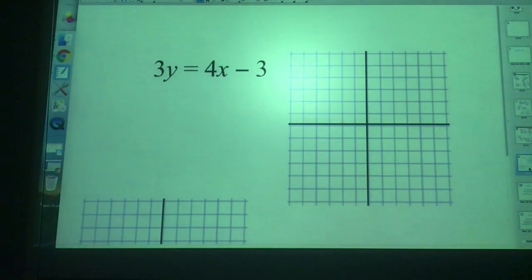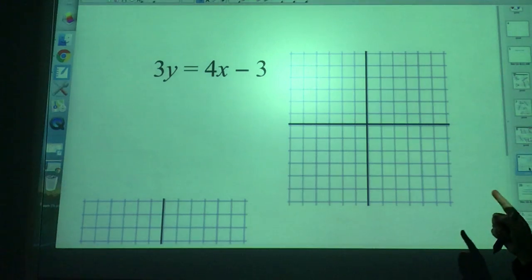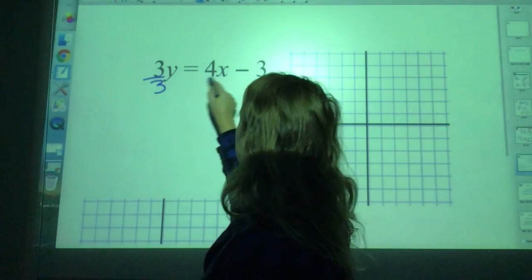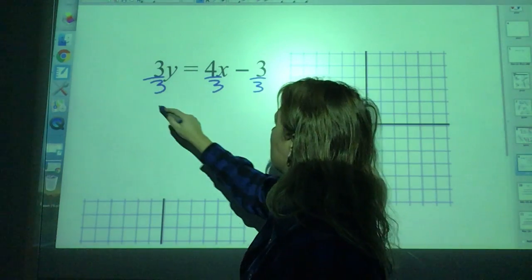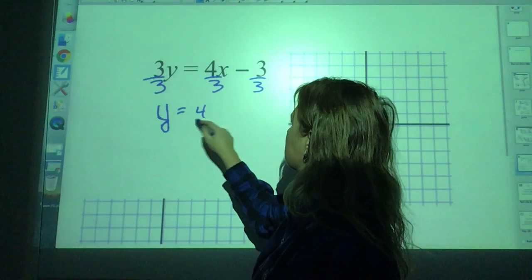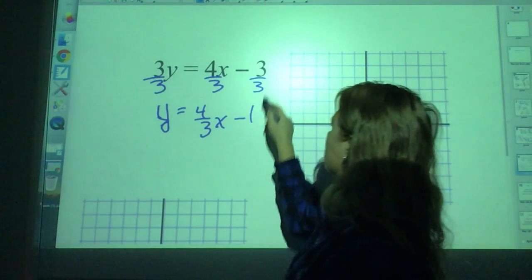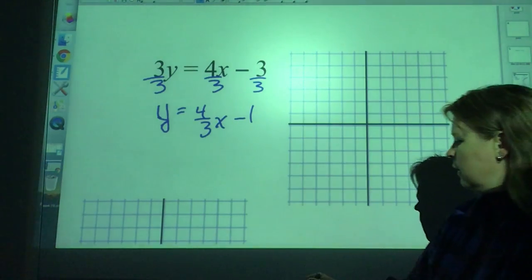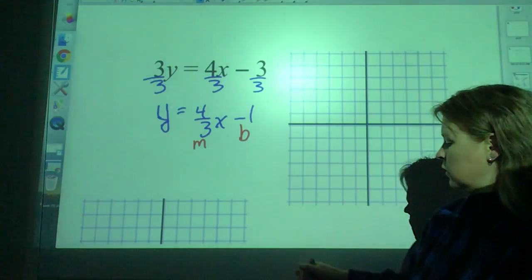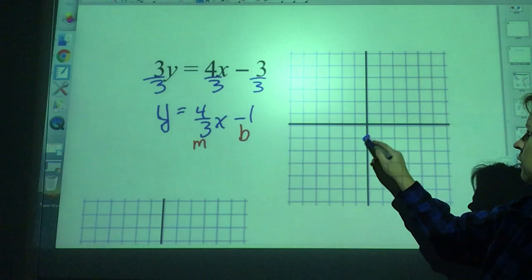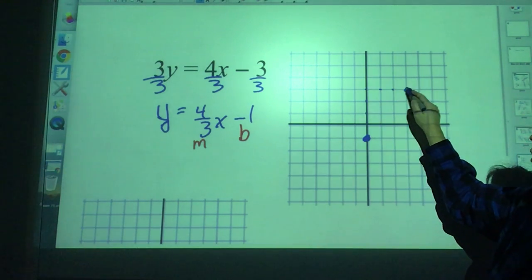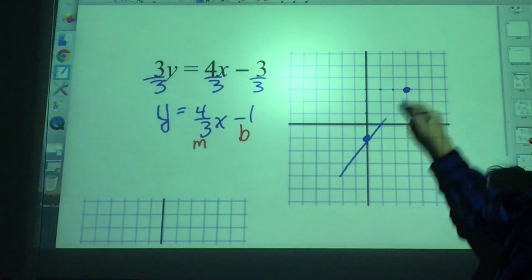We'll do the next 2 just like that. Try it, pause it, come on back. And you're back. This only needed 1 step to solve. Divide by 3 all 3 times. 3 minus 3 is 1. That's our base. That's our slope. Make sure you don't lose that -1 for base. And up 4 over 3.